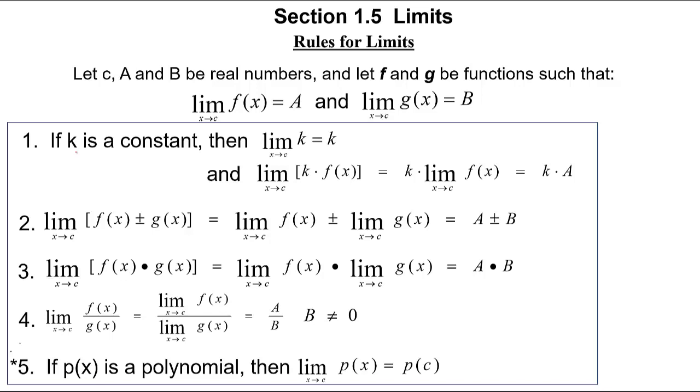This first one says if k is a constant, that means it's just a number. So if it's like the number 5, the limit of a number is always that number, no matter what x approaches. In other words, what's the limit of 7 as x approaches 2? Well, 7 doesn't include an x, so 7 is always 7. So the limit of a constant, of just a number, is just that number.